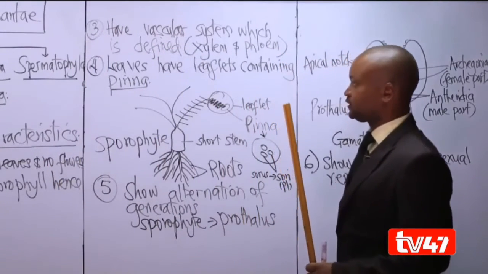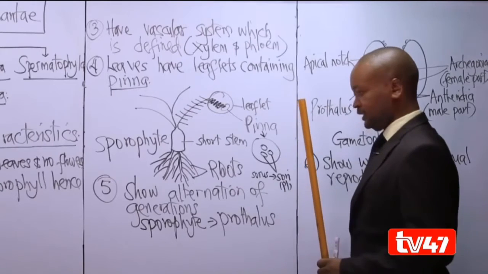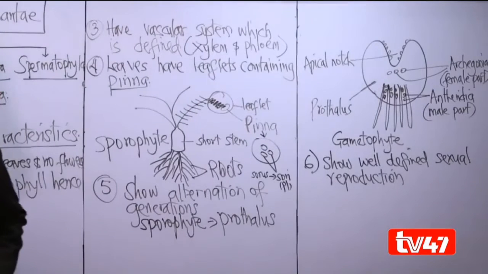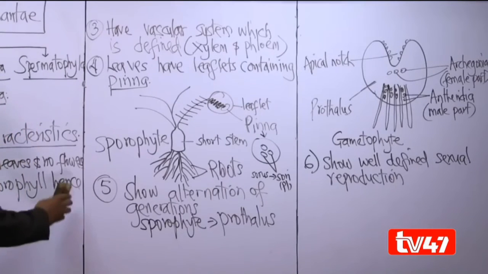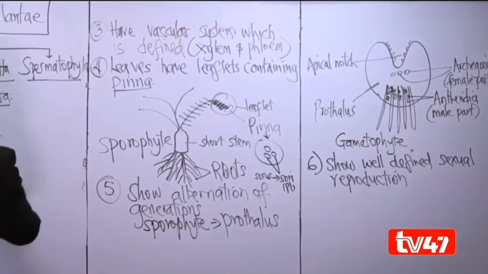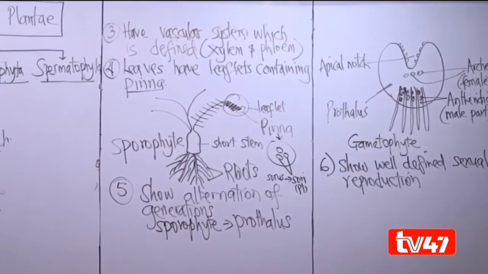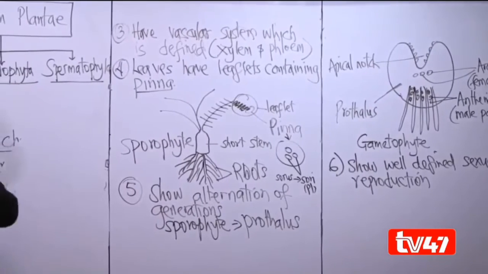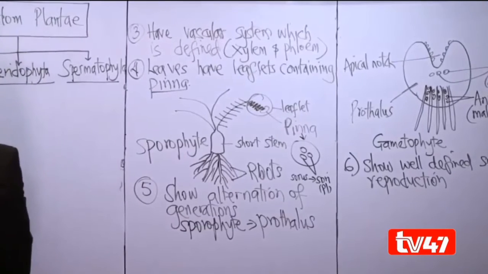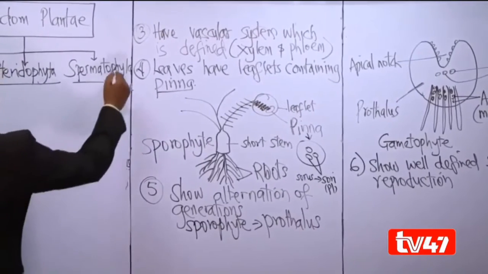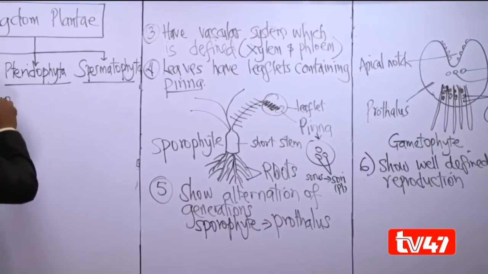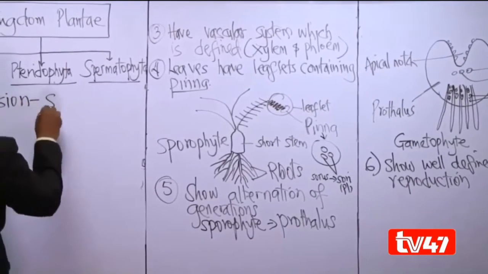Now we move to the next and last division of kingdom Plantae that we need to study. It should be noted that there are other divisions, but at this level we are not covering those ones. So the next division is division Spermatophyta.